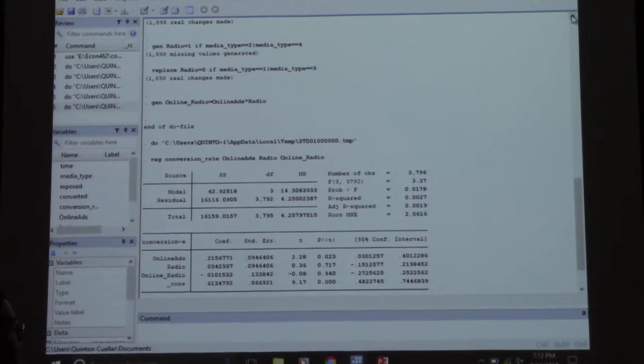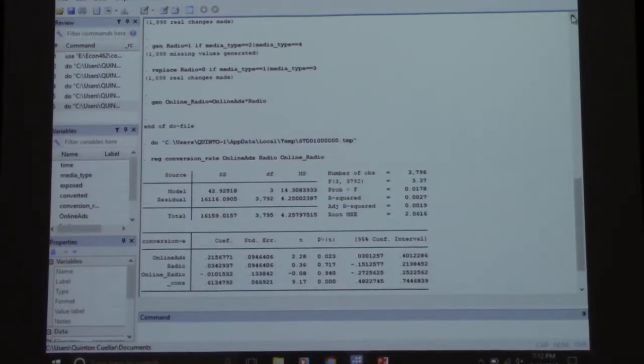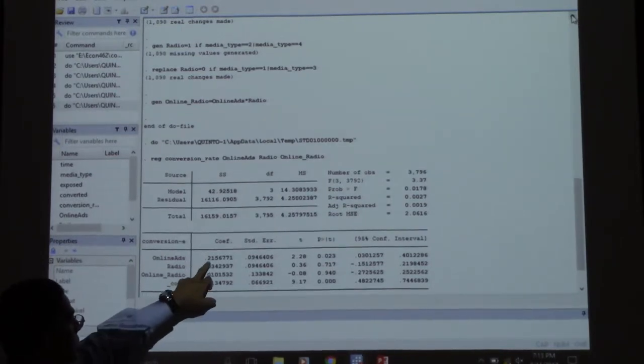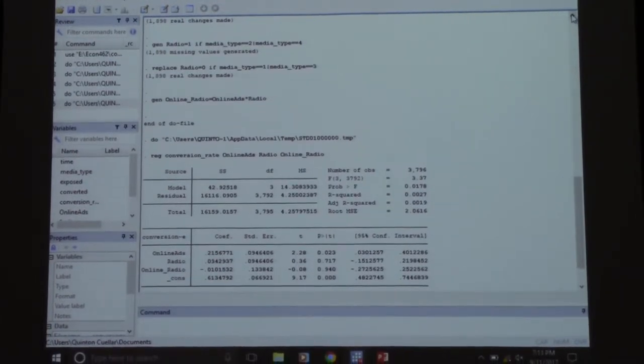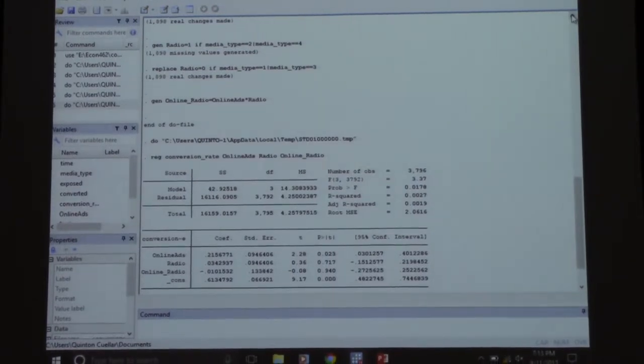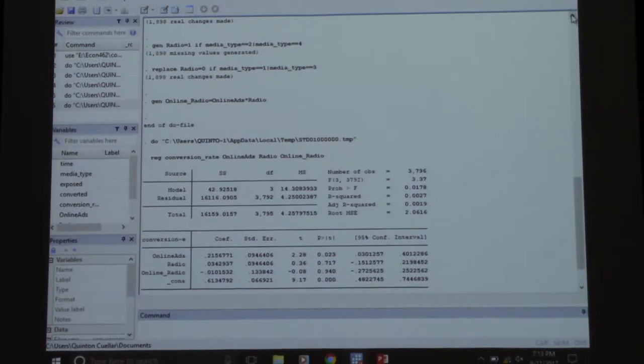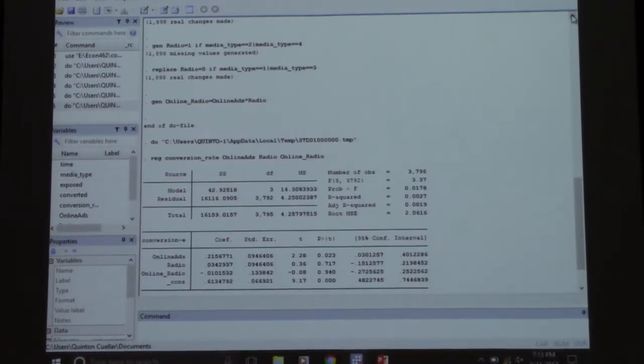So if we wanted to see the effect of online ads by themselves, then it would be this 0.21. Why is the conversion rate higher when there's been no exposure to online ads or radio ads? Because that's what the constant is, right? That's our control group. Correct. And it's before they've been exposed to either advertisement. Correct. So why is that conversion rate higher? Those are differences. Exactly, because remember, dummies are always differences. It's the difference from one category to the next. So this is the increase.